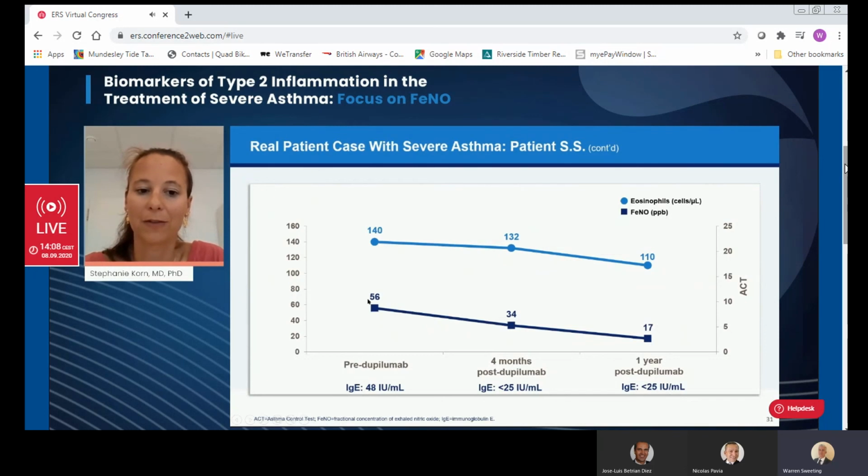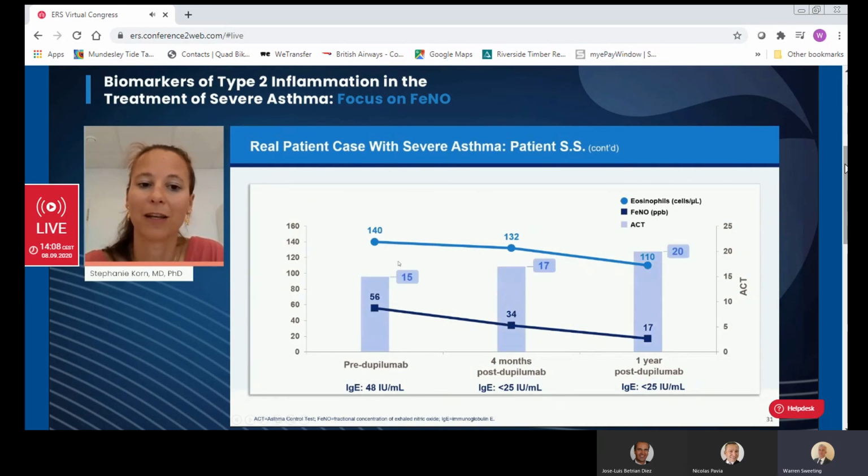And this is FeNO, so the patient started with a FeNO level of 56 parts per billion. Then FeNO decreased to 34 and then to 70. This is similar to what we have seen in the QUEST trial. And when looking at another parameter, asthma control, which is very important for us as clinicians, you can see that the patient started with 15 points of uncontrolled asthma, and the patient improved over time to nearly controlled asthma.